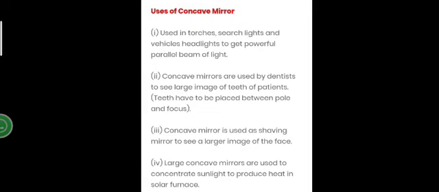Similarly, the last one is that large concave mirrors are used to concentrate sunlight to produce heat in solar furnaces. Concave mirrors are used to concentrate sunlight because they are converging mirrors. They converge all the solar light on a particular point, so that is used in solar furnaces. I hope you understand our class.